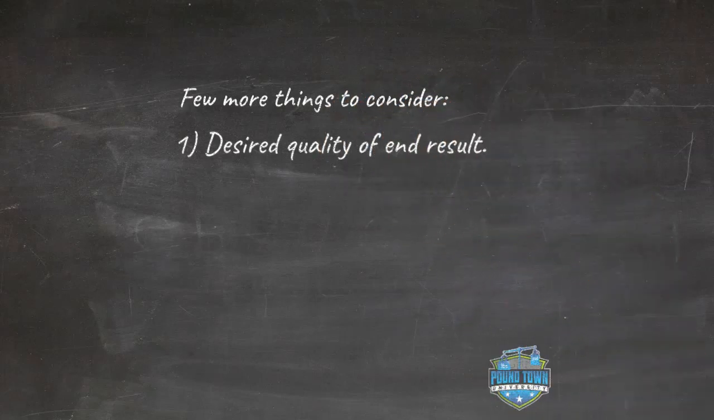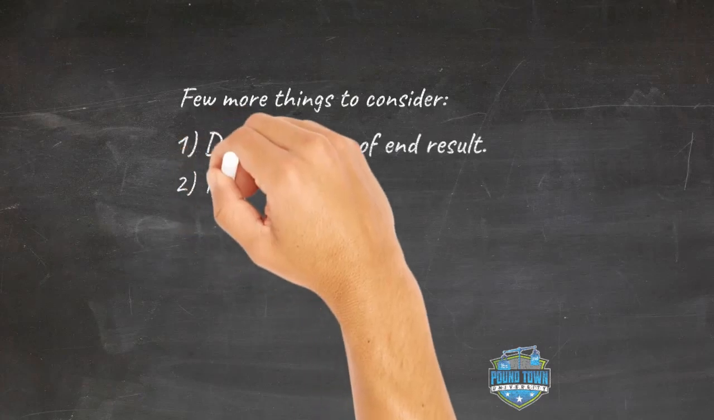1. Desired quality of end result. In addition to providing extra erosion control characteristics, extra mulch can help achieve better moisture retention, resulting in higher germination ratio and a more appealing final product.